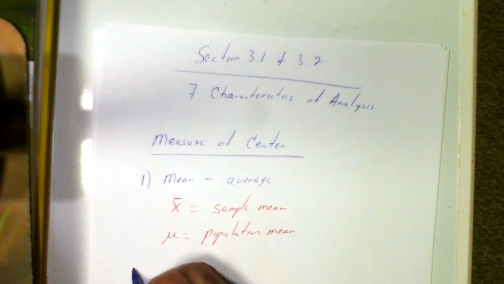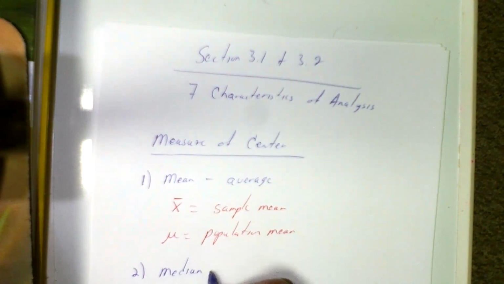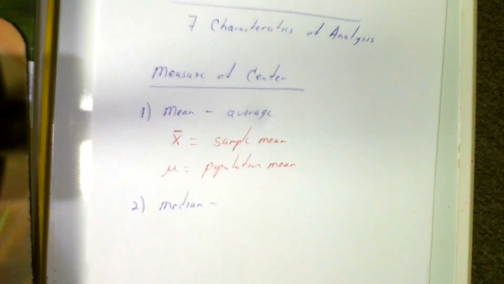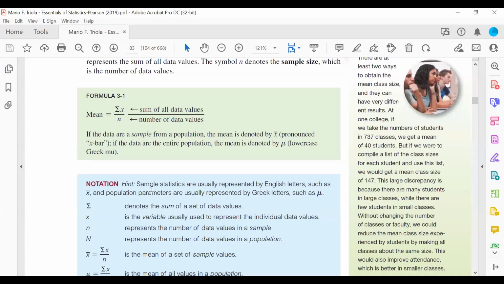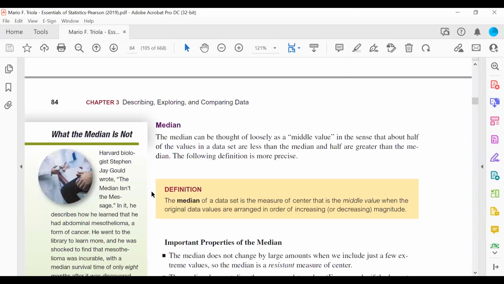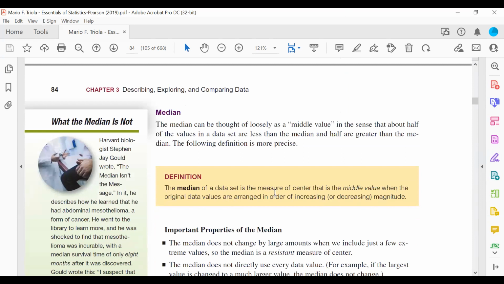Okay, number 2 is the median. All right, so median, let's go to our definition of median in the book. A median is the measure of the center that is in the middle, that is the middle value when the original data values are arranged in order from increasing magnitude or decreasing.